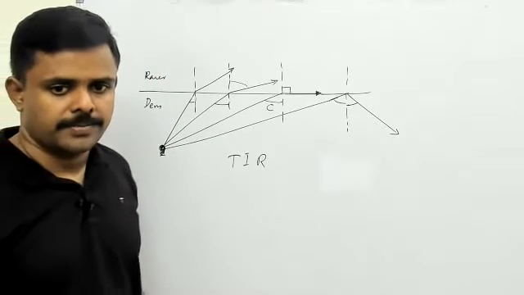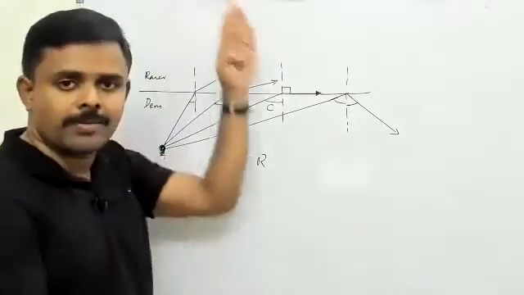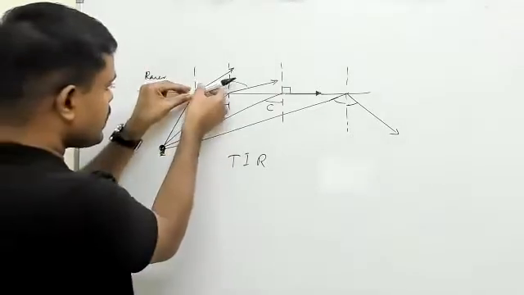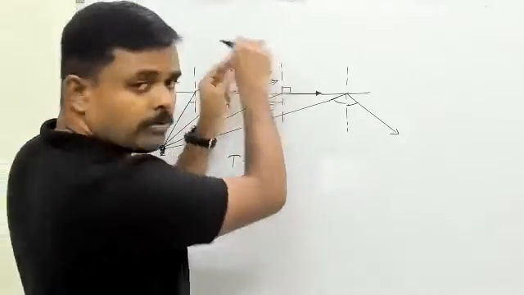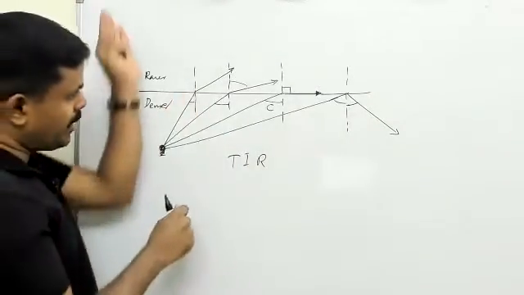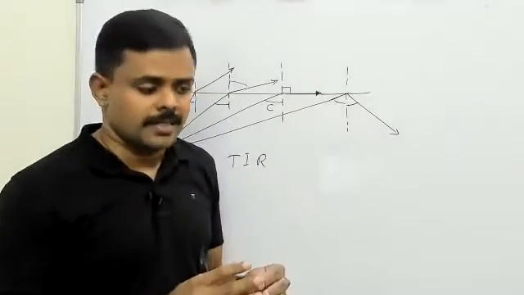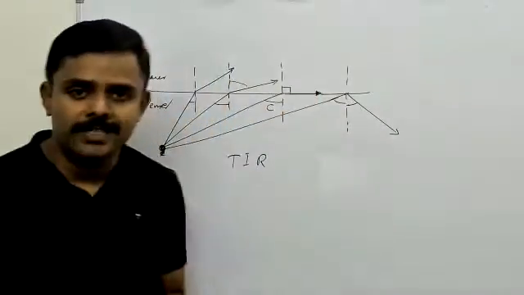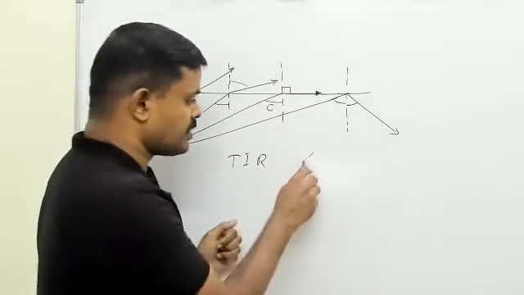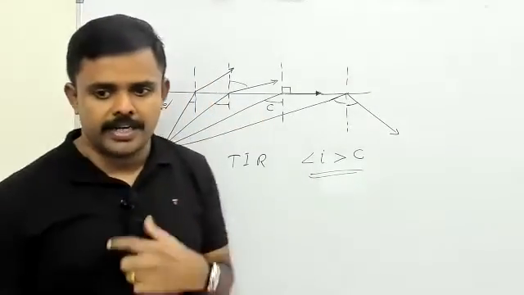Why? Ask me why. Rarer to denser, it will be bending towards the normal, so it has no chance of coming back. Look at this. Instead, if it is from denser to rarer, it will bend away, then it is coming back. So the first condition is that the ray should be going from a denser medium to a rarer medium. Second condition is angle of incidence should be greater than critical angle. That is when total internal reflection happens.